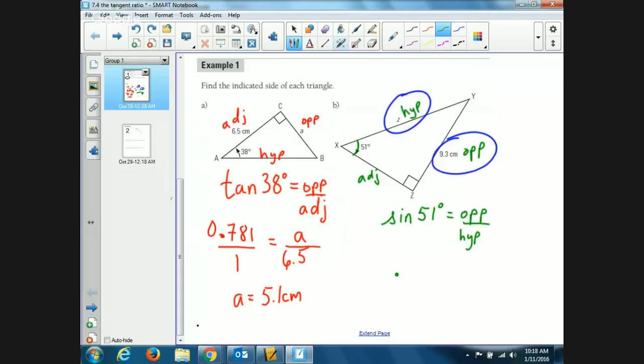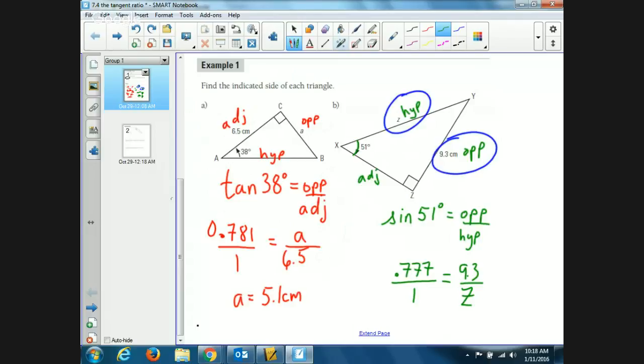Anyways, 0.777 out of 1. We make it out of 1 just so it looks like the fraction we're used to. We say that in a similar triangle, the decimal 0.777 is like the opposite side. In our case, 9.3 is the measurement, in meters. The 1 is like the hypotenuse. In our case, the letter Z in our triangle is the hypotenuse.